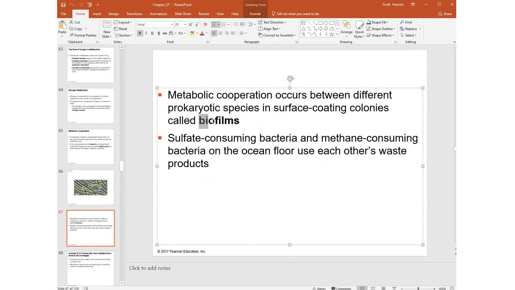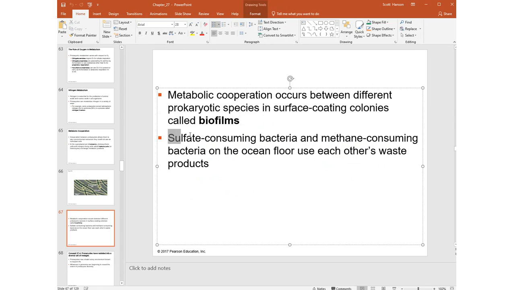So metabolic cooperation occurs between different prokaryote species in colonies that coat the surfaces of things. And these surface coating colonies are called biofilms. And biofilms can be on the surface of a solid object like a rock or like bark on a tree, or these biofilms can also form on the surface of aquatic habitats, especially on the surface of ponds and sloughs, and sometimes lakes as well.